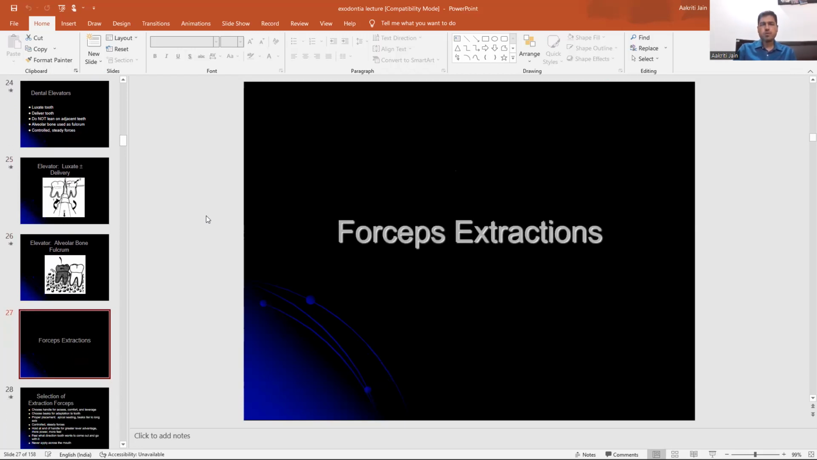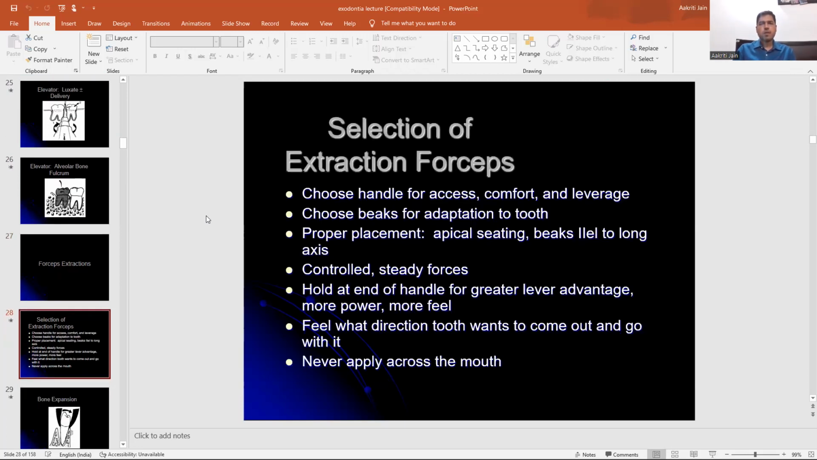The types of forces used for the extraction. Selection of the extraction forceps. Choose handle for access, comfort, and leverage. Choose beaks for adaptation to tooth. Proper placement, in which apical seating, beak level parallel to the long axis of the tooth is done. Controlled and steady forces are applied. Hold at the end of the handle for greater lever advantage. More power and more feel. Feel what direction the tooth wants to come out and go with it. Never apply cross mouth forceps.